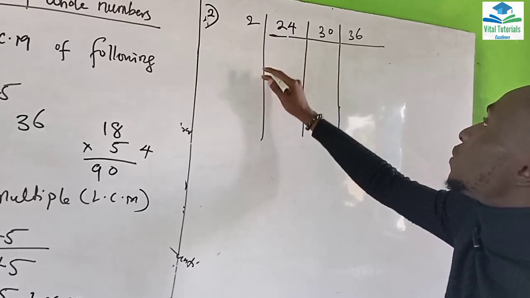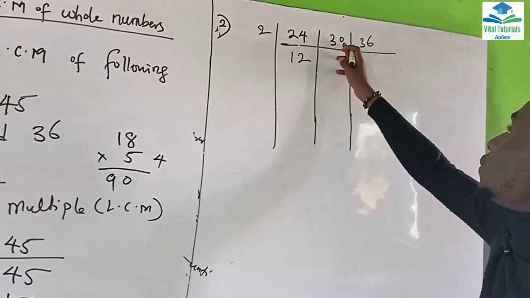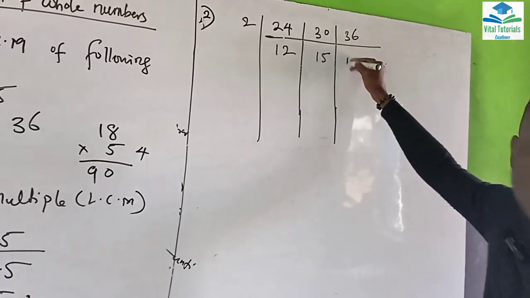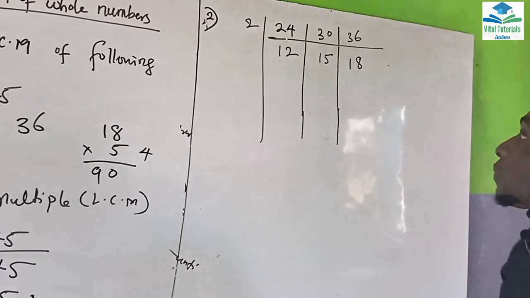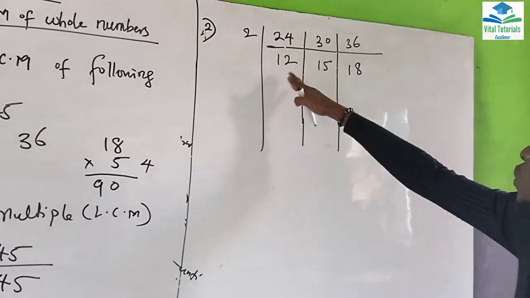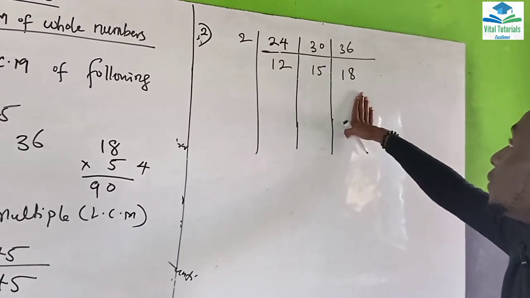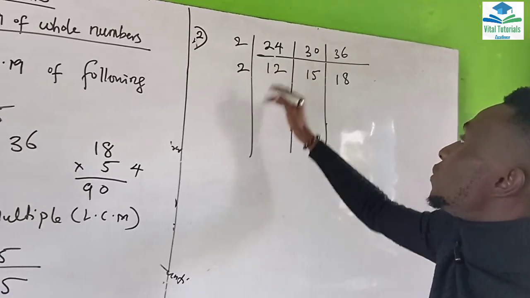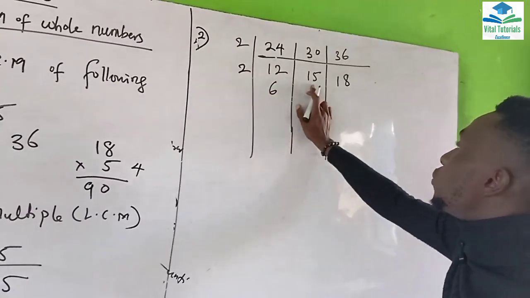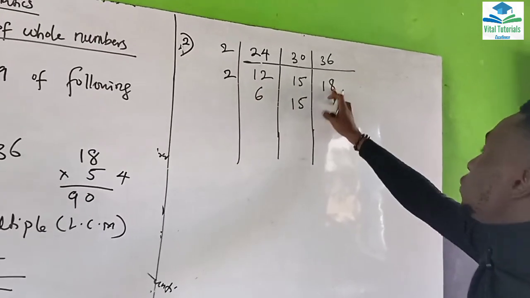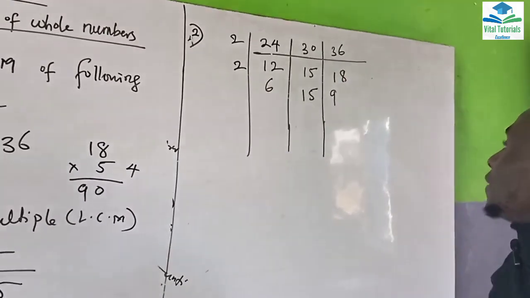So use 2. 2 goes into 24 is 12. 2 goes into 30 is 15. While 2 goes into 36 is what? 18. Now, having done that, you also look for any smaller number that can go into any of them. I believe 2 can go here and also here. Therefore, you use 2 again. 2 goes into this 12 is 6. 2 goes into 15, there will be a remainder, so you bring down the 15. While 2 goes into 18 is 9.